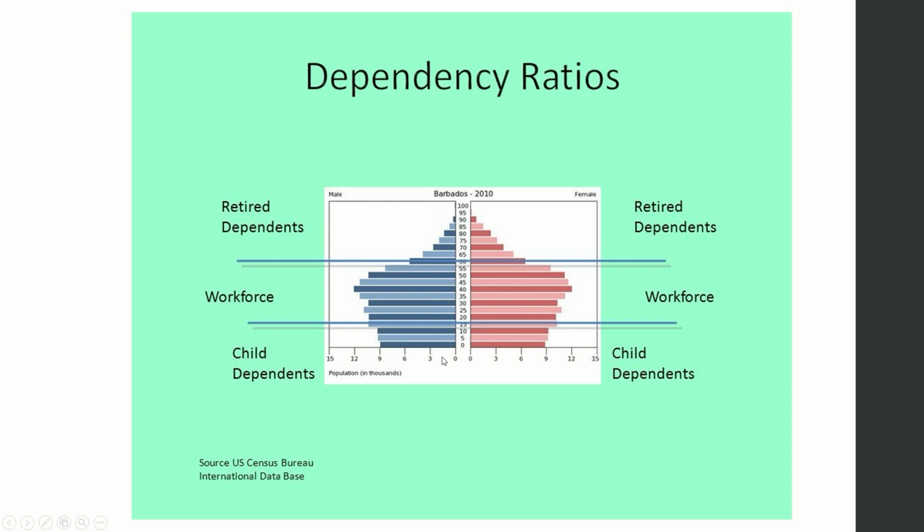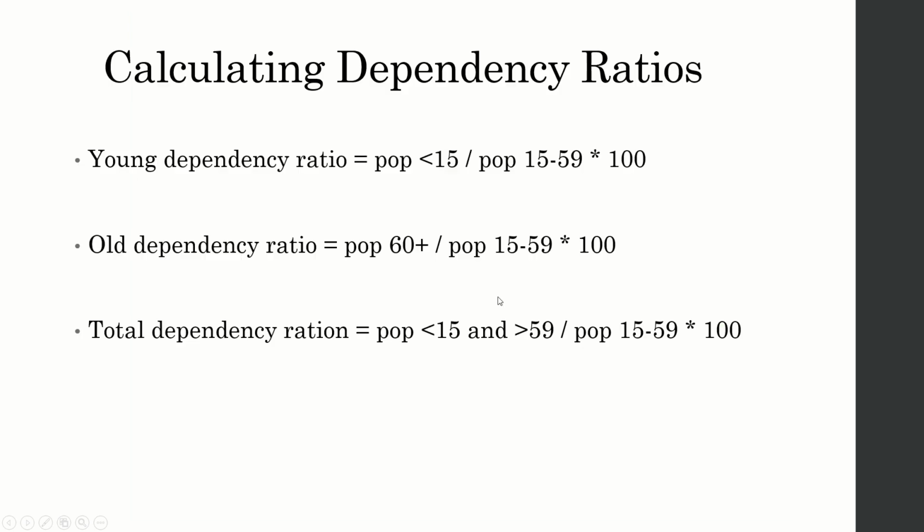One is to look at children, one is to look at elderly, and then the third is to look at both categories, children and elderly, together. How you calculate these dependency ratios is pretty straightforward. The young dependency ratio is the population under the age of 15 divided by the population of working people, 15 to 59, multiplied by 100. Old dependency ratio is the elderly population, 60 plus, divided by the working population, multiplied by 100. And then the total dependency ratio is both children and elderly populations divided by the working population multiplied by 100.